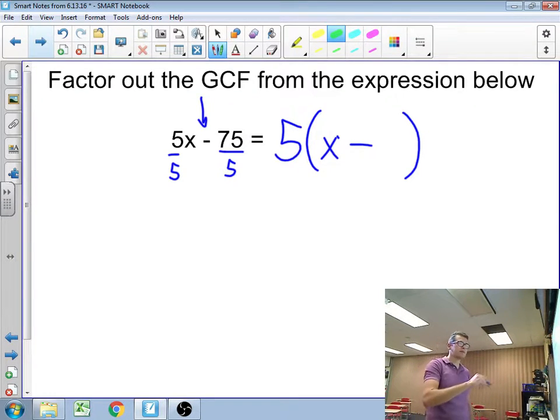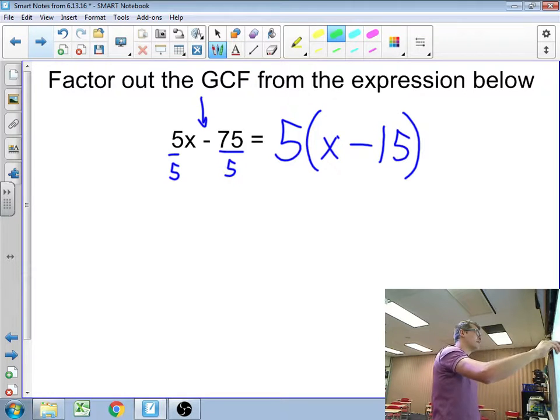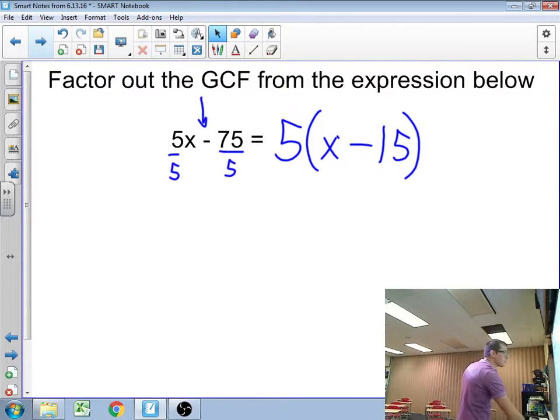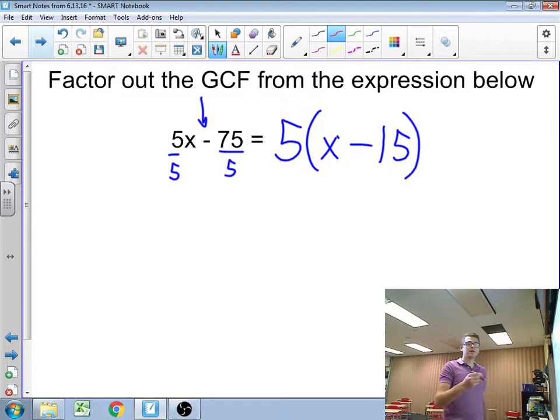And then 75 divided by 5 gives me the value of 15, and I can always check my factoring by doing the distributive property to see, do I get the same thing? Well, if I distribute, 5 times x gives me 5x, 5 times negative 15 gives me a negative 75, or a minus 75, and I would get the same thing, so I know that my factoring is correct.